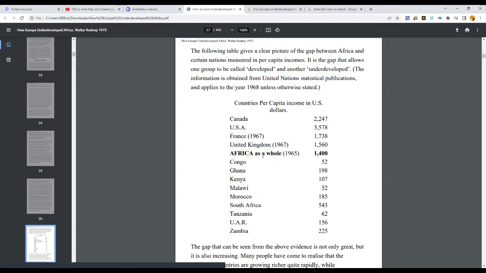Africa as a whole, 1,400. This is the per capita in US dollars in 1960 or up to the year 1968. This is old data. And we could see, obviously, 1968 is a good portion of time after neocolonialism, and we can see clearly the results. Next page, final page.